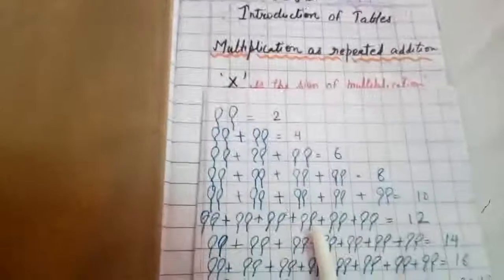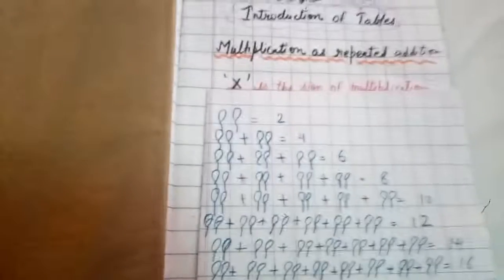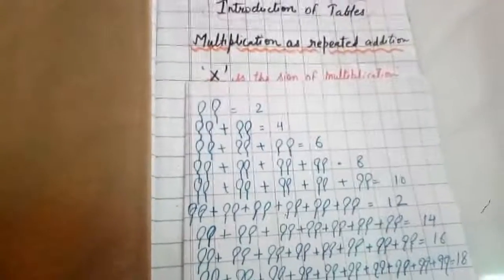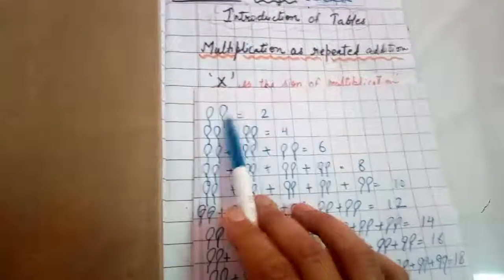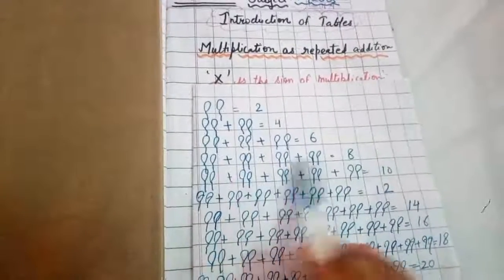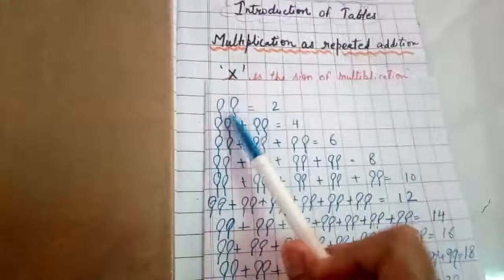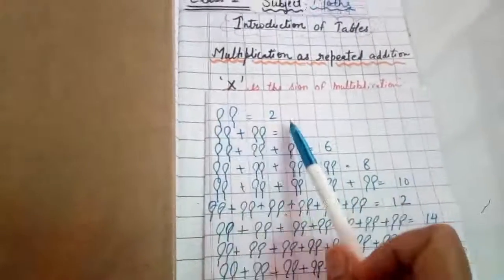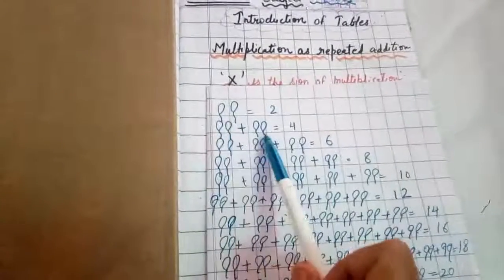So what is repeated addition? When we add the same numbers again and again, that is called repeated addition. Let's take an example. See, there are so many balloons. I divided the balloons into groups of two balloons each. So let's count the balloons. In the first group there are 2 balloons, so this is the number 2. Then 2 groups, and each group has 2 balloons.